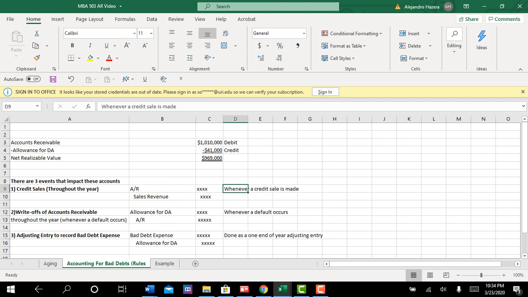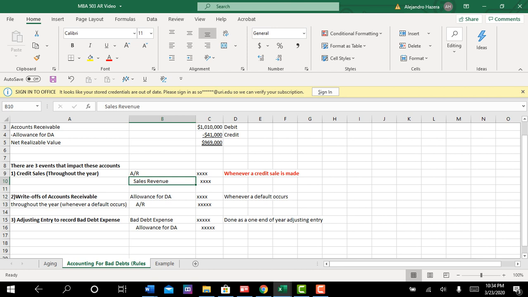Okay, now an important part of all these entries is when they're made. Well, this entry, as you know, is made whenever you make a credit sale. So you sell something on credit, you're going to debit accounts receivable and credit sales revenue. That's just the generic entry. You should know this entry by now, but we have to use it in our example. But that's just an entry you should know.